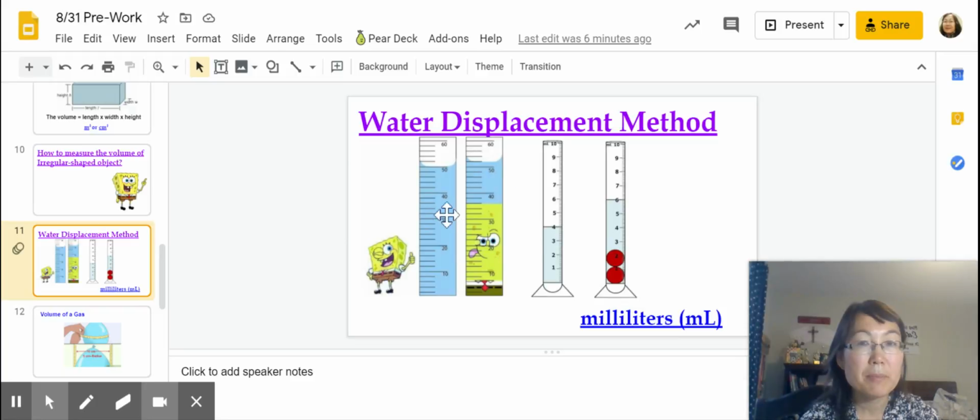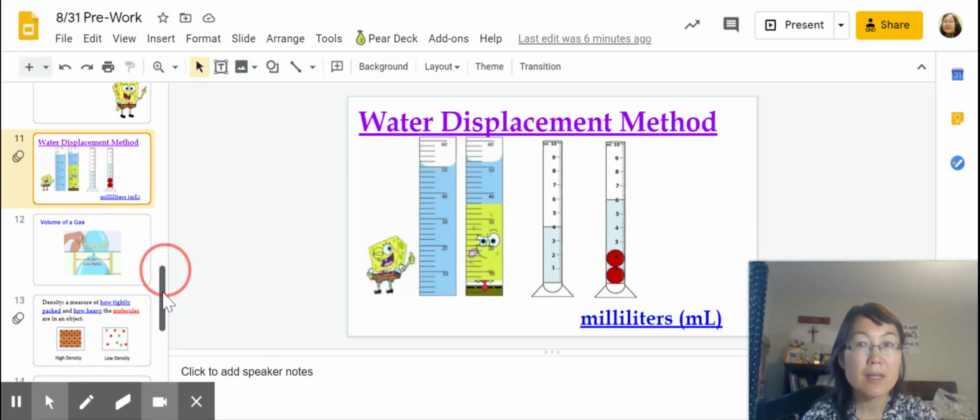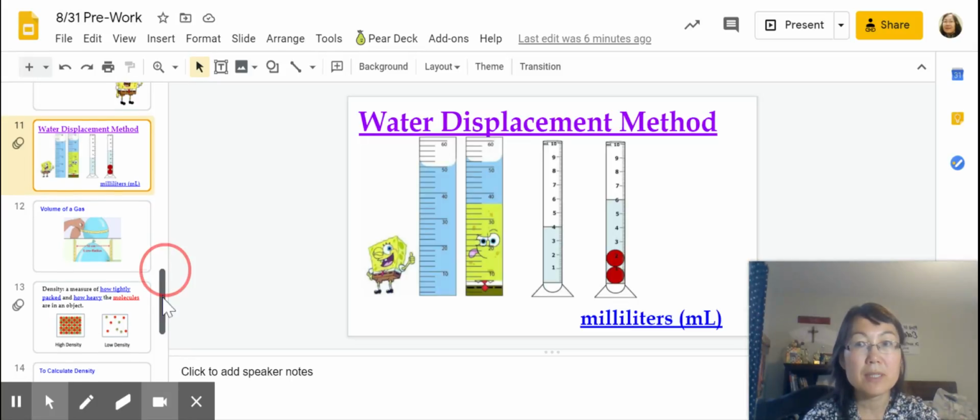Okay, it forms a curve because water sticks to the glass. When we read from the graduated cylinder, your eyes need to be at the same level as the curve. So we are not reading the top, we are reading the bottom of the curve. That's the most accurate reading. I hope eventually we can go back to school and practice how to read from a graduated cylinder.